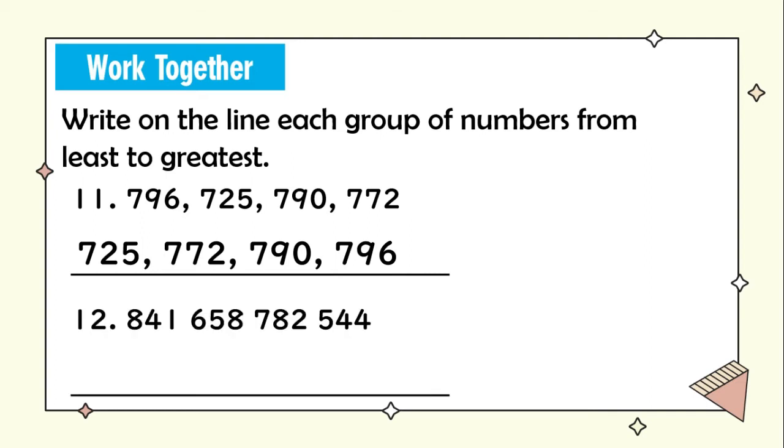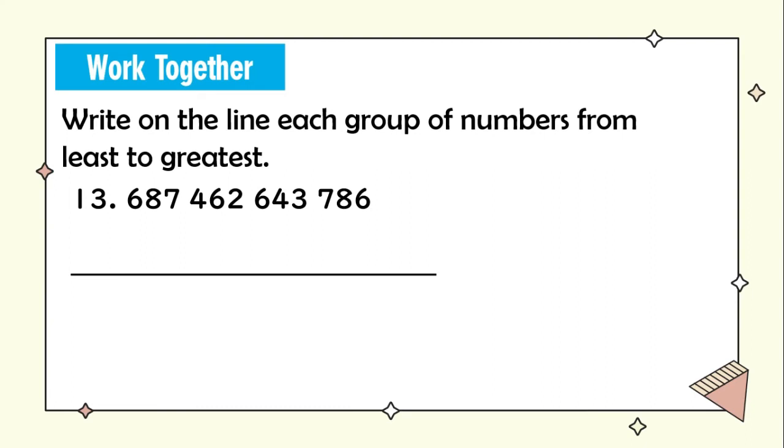Okay, for number 12, 841, 658, 782, and 544. So let's check with the hundreds place value. Which number is the least? 5. Very good. So first is 544, followed by 658, and then 782, and the last number is 841.